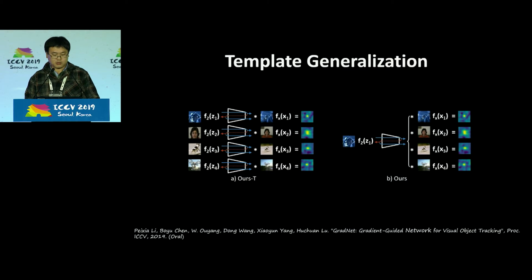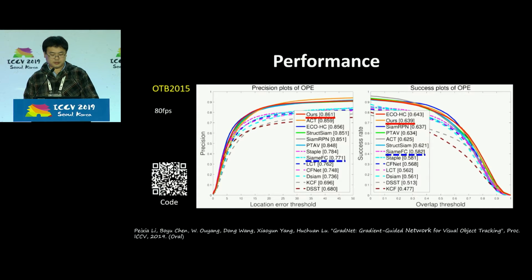We also propose a template generation generalized method. Usually such a training process needs one-to-one correspondence like the left figure. We relax this constraint. Here are our results on the OTB dataset. The blue dotted line is our baseline SiamFC. We can see that our method can improve the baseline by a large margin. Here's our code.